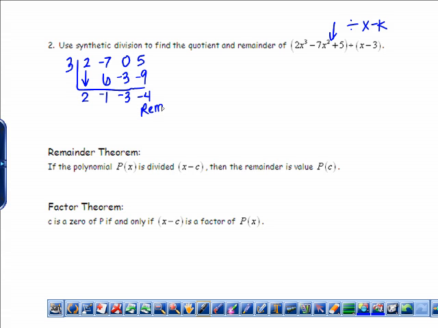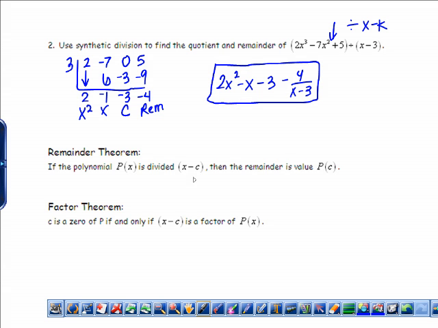And in this case, the way you read this framework is to start on the right. That's your remainder, that's your constant term, that's the coefficient of x, and here's the coefficient of x squared. So my answer is going to be 2x squared minus 1x, or just minus x, minus 3, and then minus 4 over whatever you were dividing by, which is x minus 3.